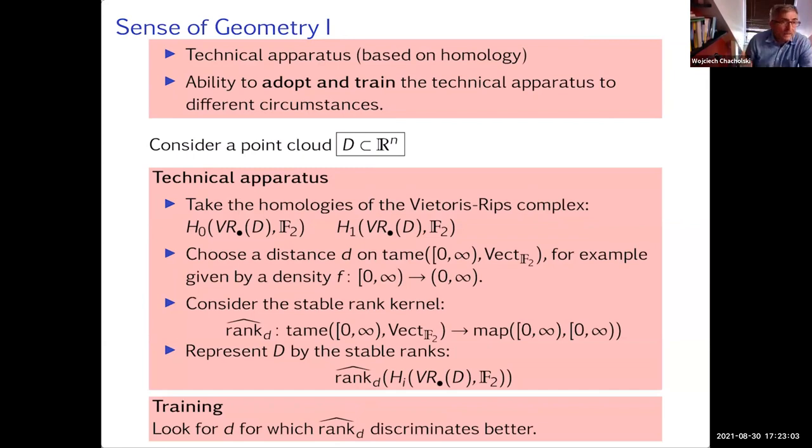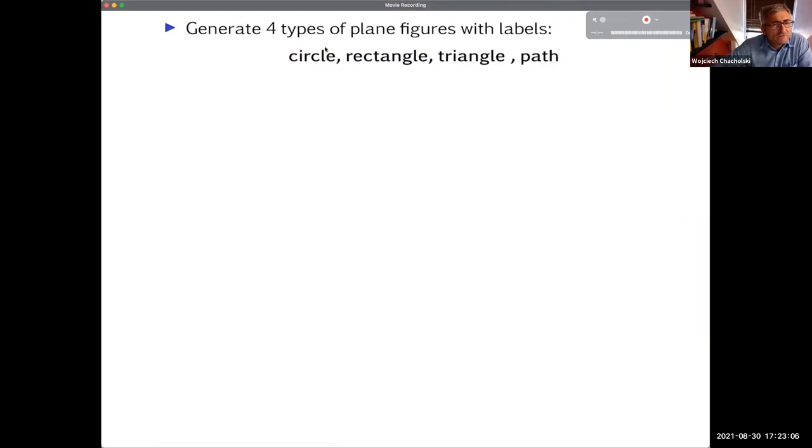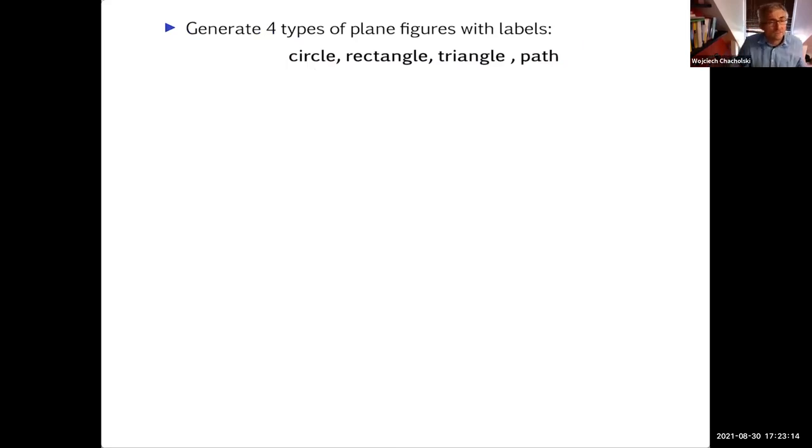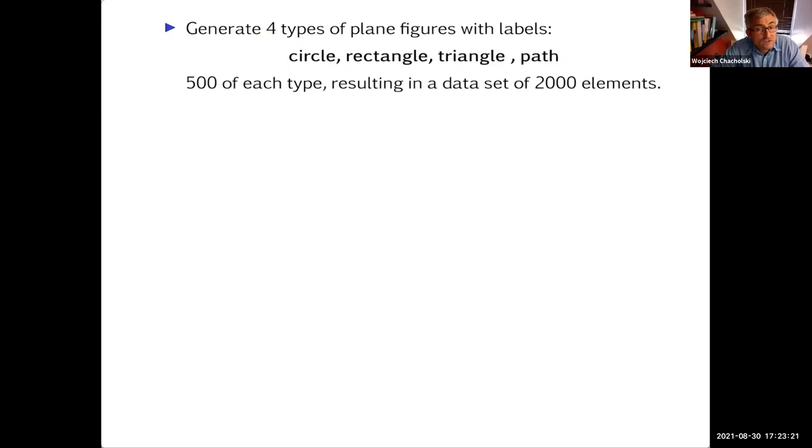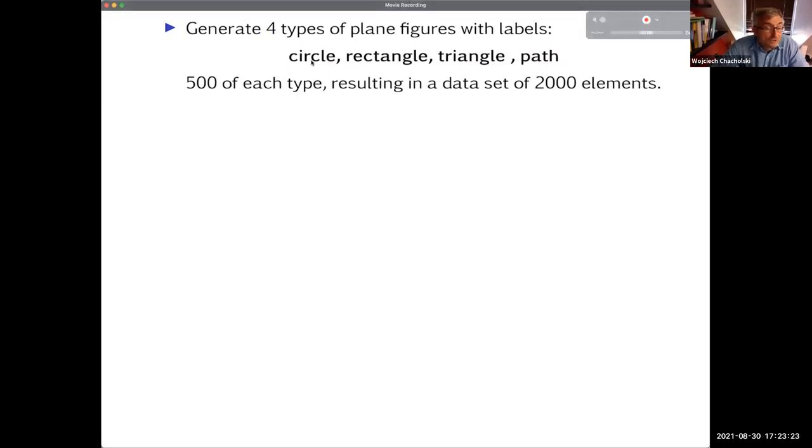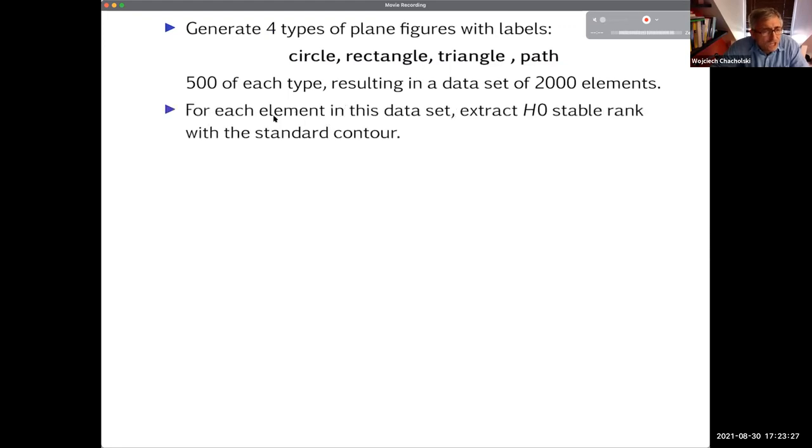So let's just play around. Let's generate 4 types of plane figures that I will label circle, rectangle, triangle, and path. You might imagine where the names come from. I will show you an example. I will generate 500 of each, resulting in a data set of 2,000 elements: 500 circles, 500 rectangles, triangles, and paths.